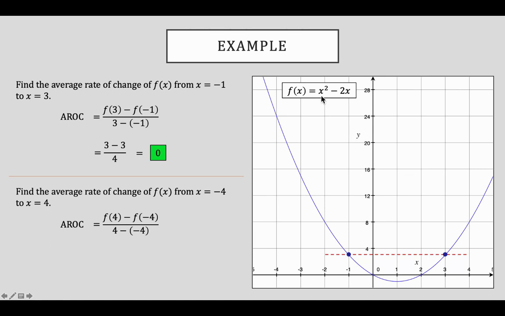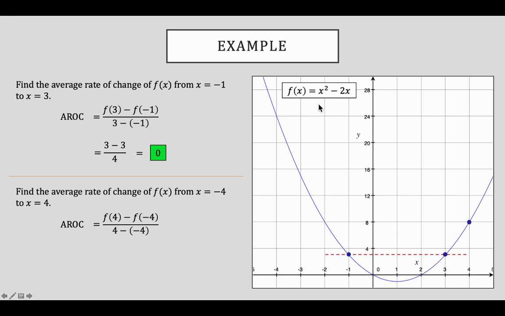Plugging that in, 4 squared is 16, minus 2 times 4, 16 minus 8. Again, we can verify that as being 4, 8. There we have that point. Similarly, we could plug in negative 4.